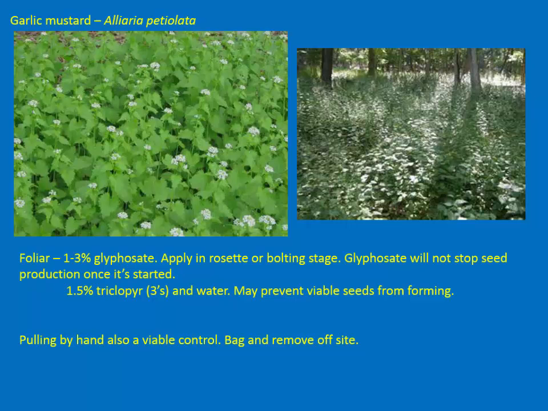A good way, combinations are here: glyphosate, 1 to 3%. Glyphosate will not stop seed production once it's started. That's kind of important, because the triclopyr in water may prevent that seed production from continuing once it's started. Pulling by hand is also a viable control. It's a tough nut to crack, that's for sure. Once it's in your woods, it's very tough to get out.